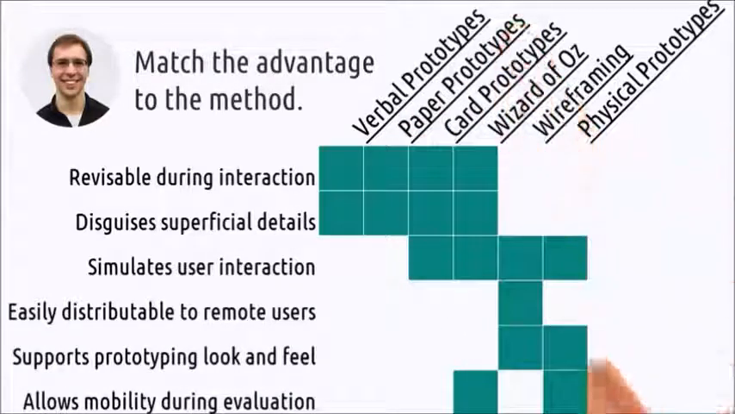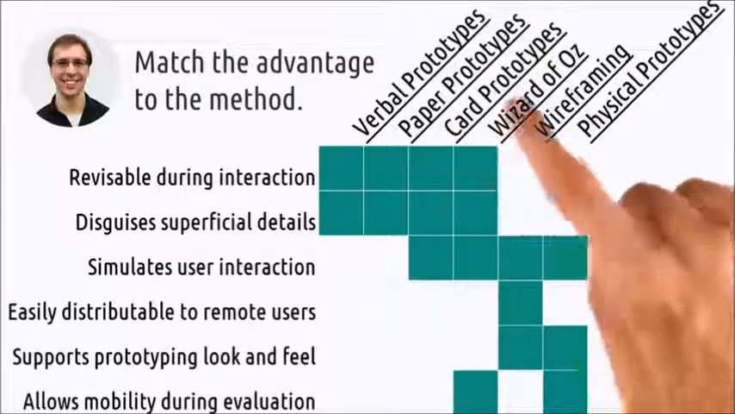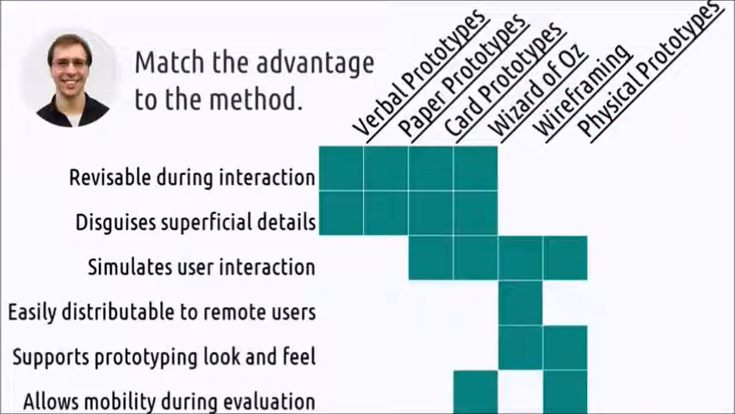So verbal prototypes, I can immediately say, okay, then let's make it the way you just described. Paper prototypes or card prototypes, I could quickly erase or cross out something on my prototype and change it. And Wizard of Oz is similar. Since I'm running what's going on behind the scenes, I can just change the way I'm running it. Those four prototypes, because they're more low fidelity, also disguise the superficial details. No one's going to look at a prototype that I drew by hand and say that they don't like the font.